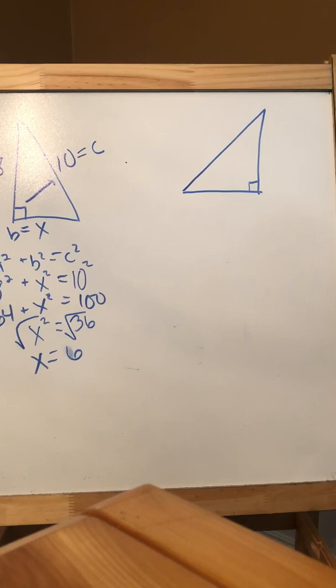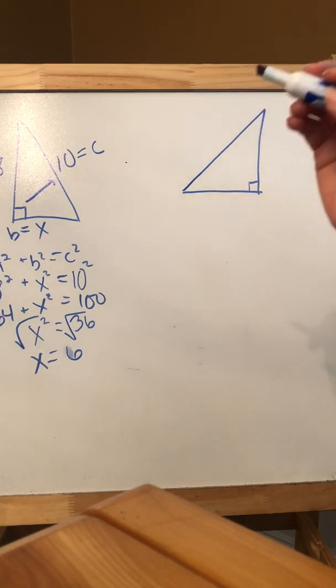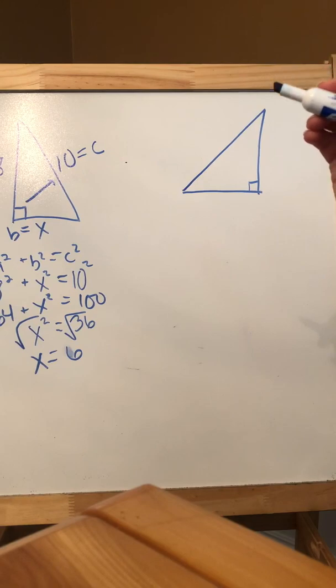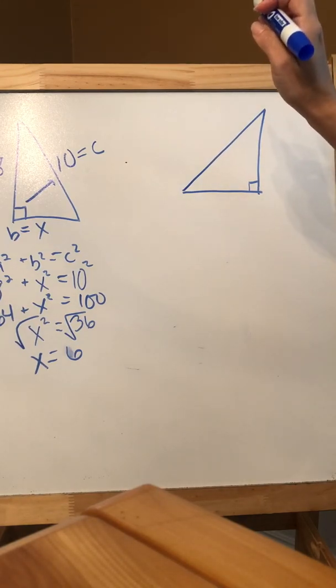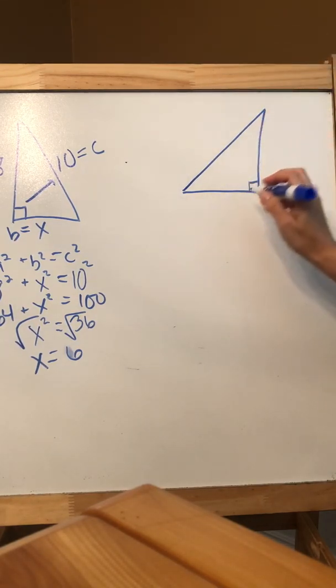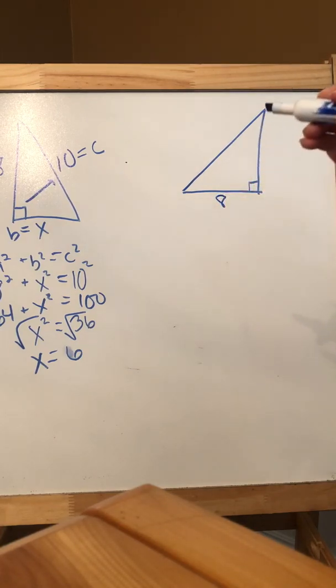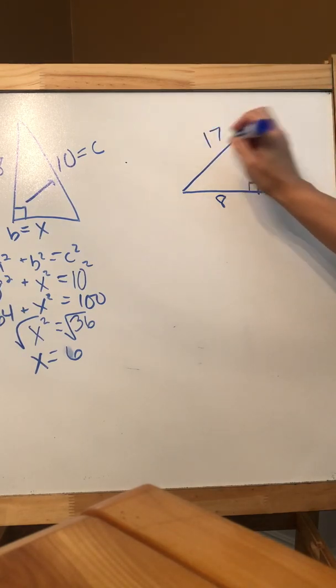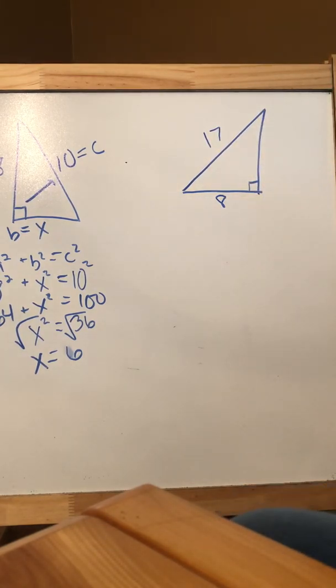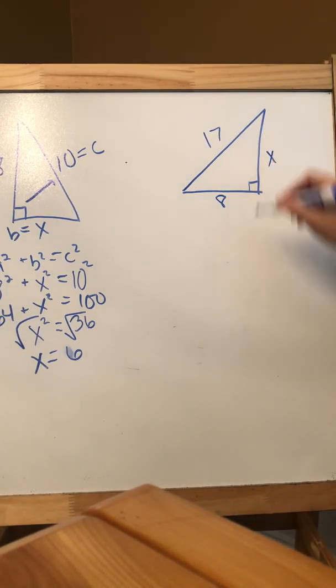Okay, let's go with, again, not drawn to scale. Trying to find one I can do in my head. Okay, let's go with 8 and 17. I can't do that one in my head, 17 times 17, but that's okay. And this is x. Okay, so first thing you do is label.